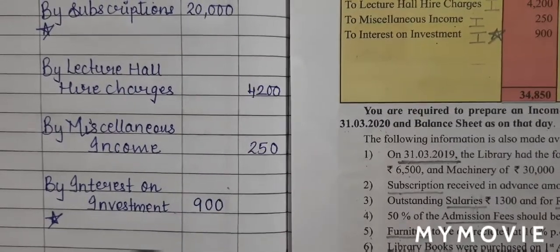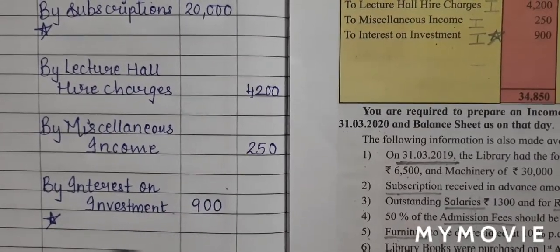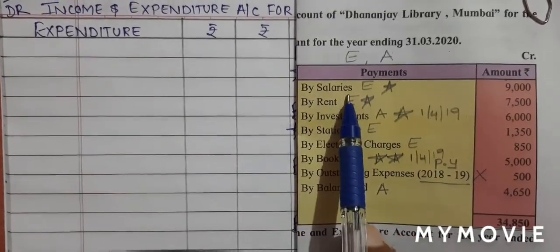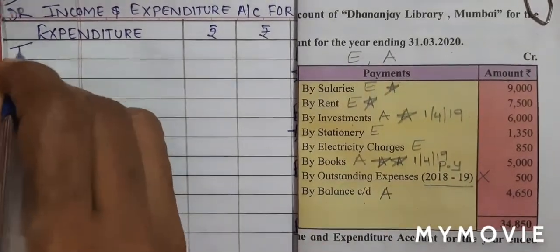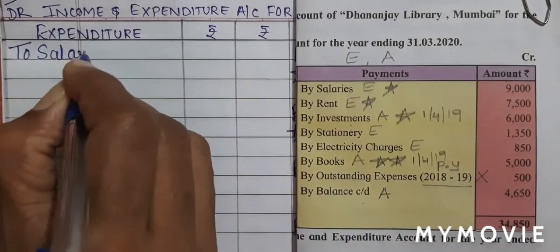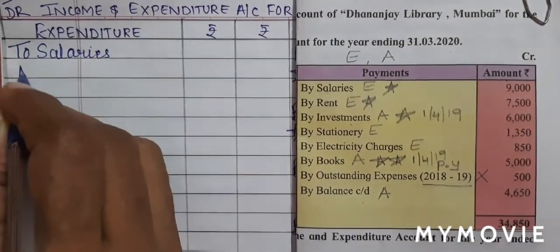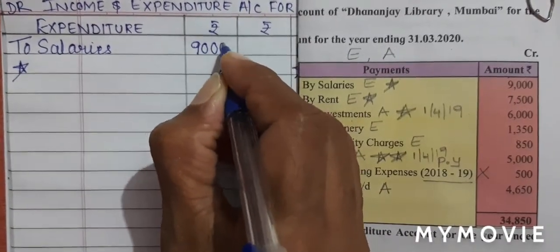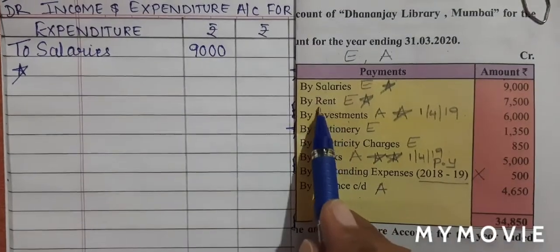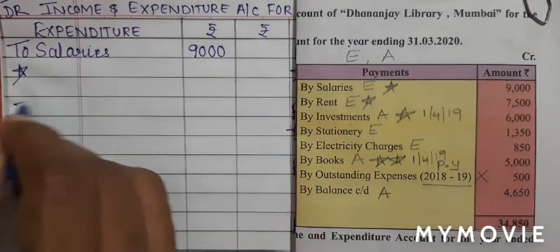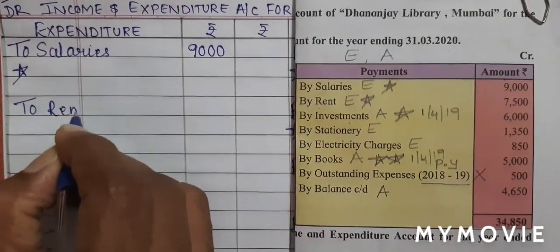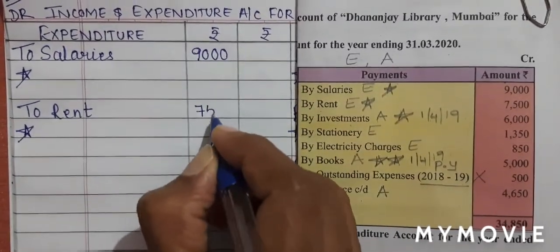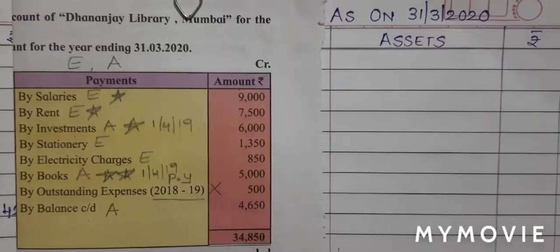With this, students, we have completed our receipt side. We will now begin from the payment side. We have salaries. So on the expenditure side, I'll write to salaries. There is a star. So I'll write it in the inner column 9,000. Next is rent. Again on the expenditure side, I'll write to rent. There is a star. I'll write it in the inner column 7,500.